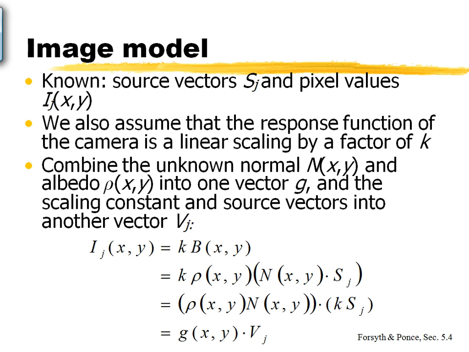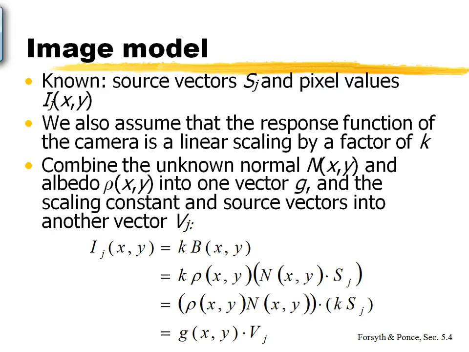So then our image model actually becomes quite simplified. Right? So the way we actually go about solving this is that I have some known source vectors, right? Because I have multiple sources of light. It's a vector, S sub j. And for each one of them, I will have a corresponding set of intensity values, I sub j, at position x comma y. We also assume that the response function of the camera is linear, right? So let's just say that my intensity is some scale factor.